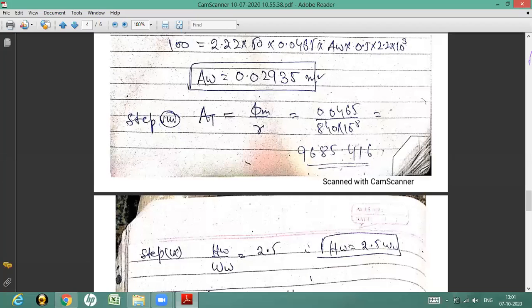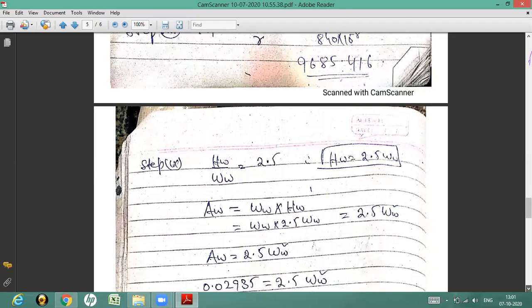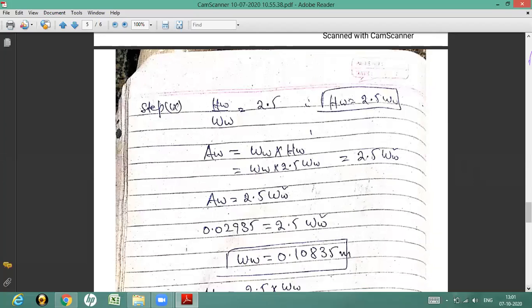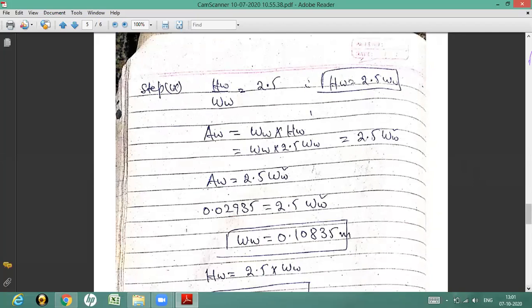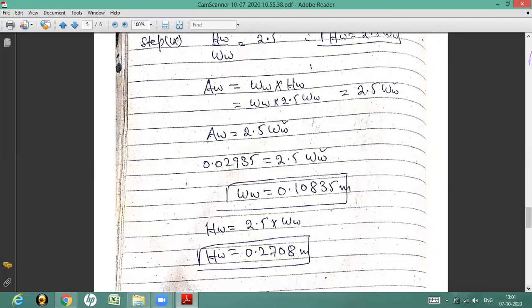Please repeat, Manhar. WWRS है 0.10835. सर same है. Okay. What is HW? Height of the window. 0.2708. Exactly. मेरे साथ match कर रहा है आपका.